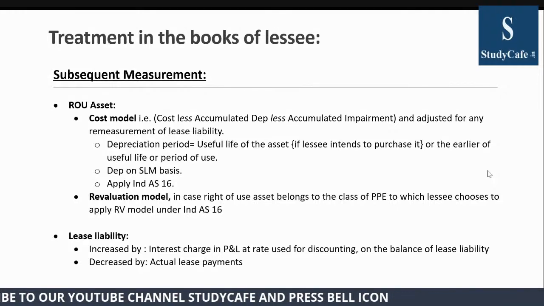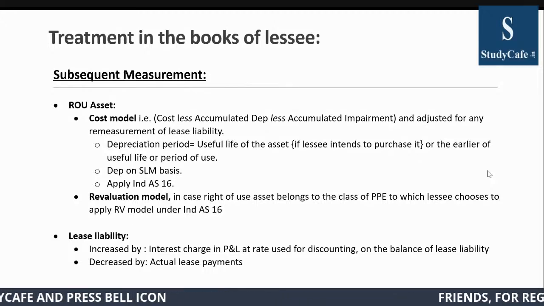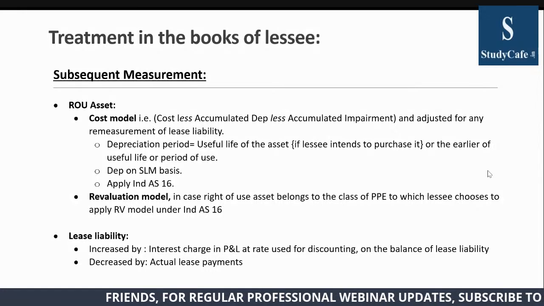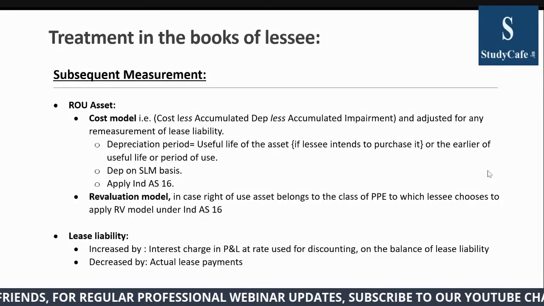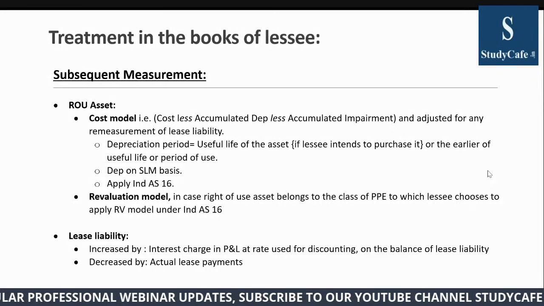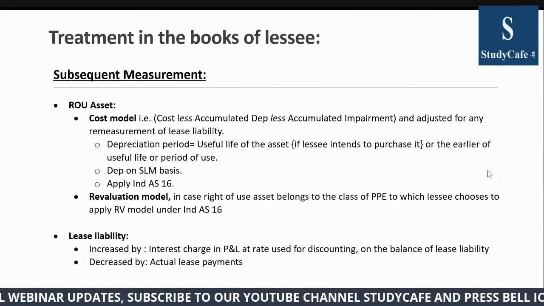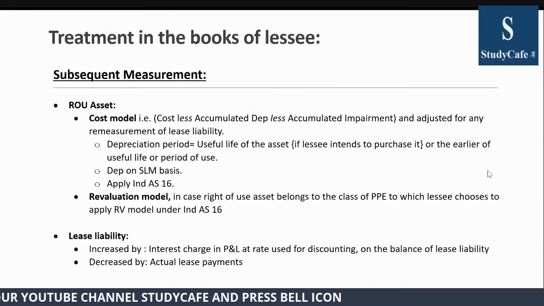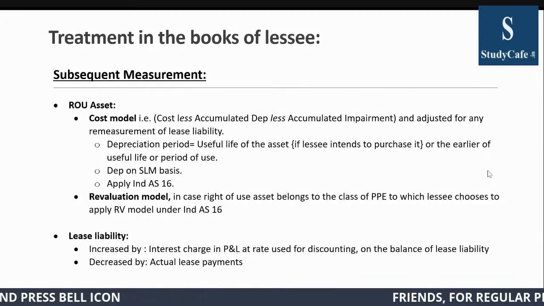So, in this case, if the lessee has a purchase option in the contract and it is going to exercise that option, right? There is an intention to purchase that asset. In that case, the entire useful life of the asset is the depreciation period. But if there is no such purchase option, then it will be the earlier of useful life or period of use. That means the lease term of the contract.